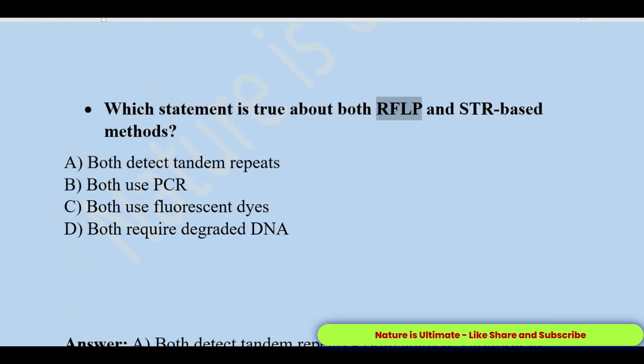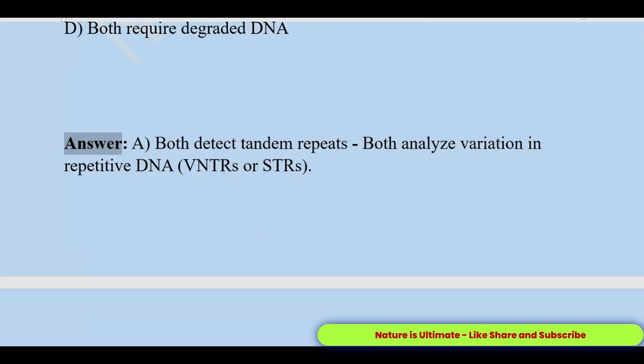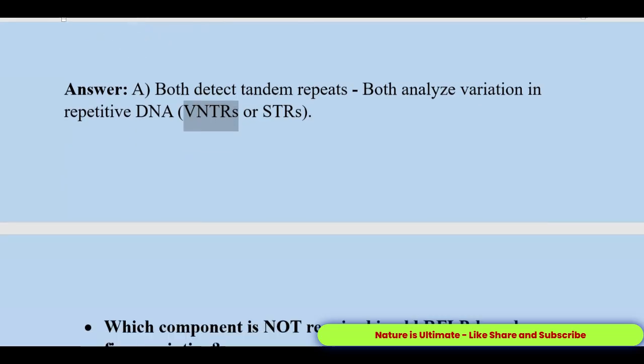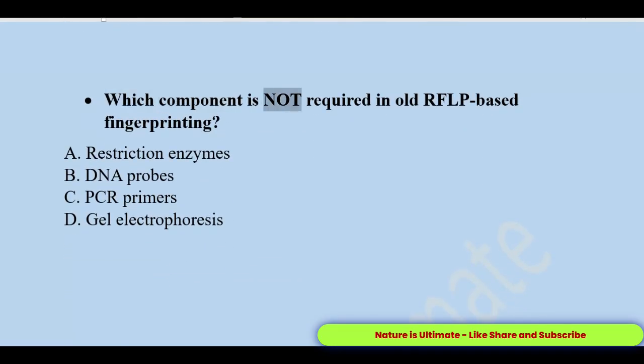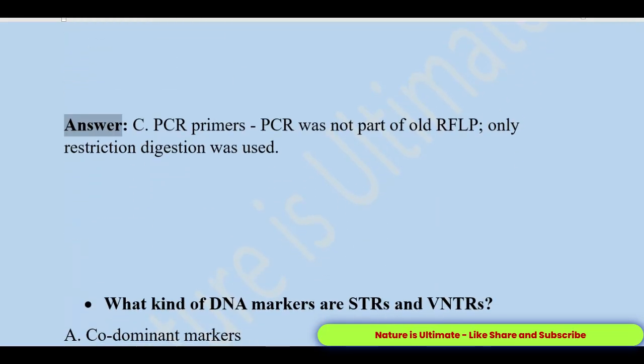Which statement is true about both RFLP and STR-based methods? A. Both detect tandem repeats. B. Both use PCR. C. Both use fluorescent dyes. D. Both require degraded DNA. Answer, A. Both detect tandem repeats. Both analyze variation in repetitive DNA, VNTRs or STRs. Which component is not required in old RFLP-based fingerprinting? A. Restriction enzymes. B. DNA probes. C. PCR primers. D. Gel electrophoresis. Answer, C. PCR primers. PCR was not part of old RFLP, only restriction digestion was used.